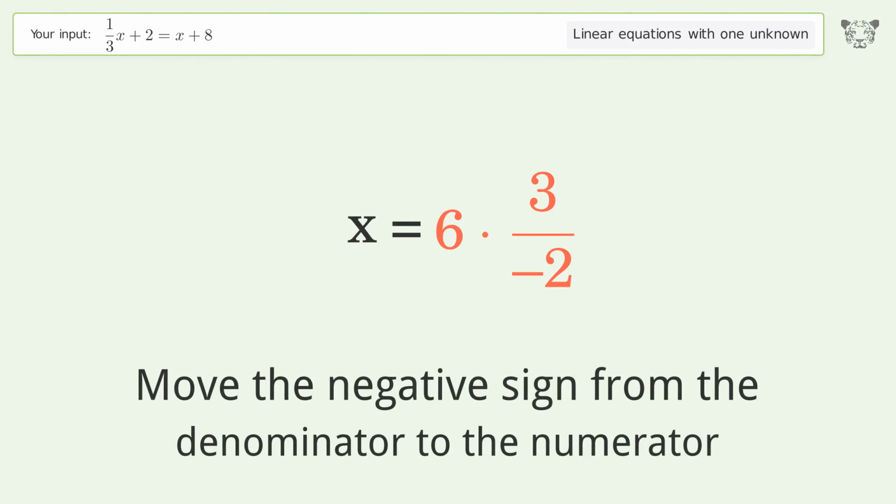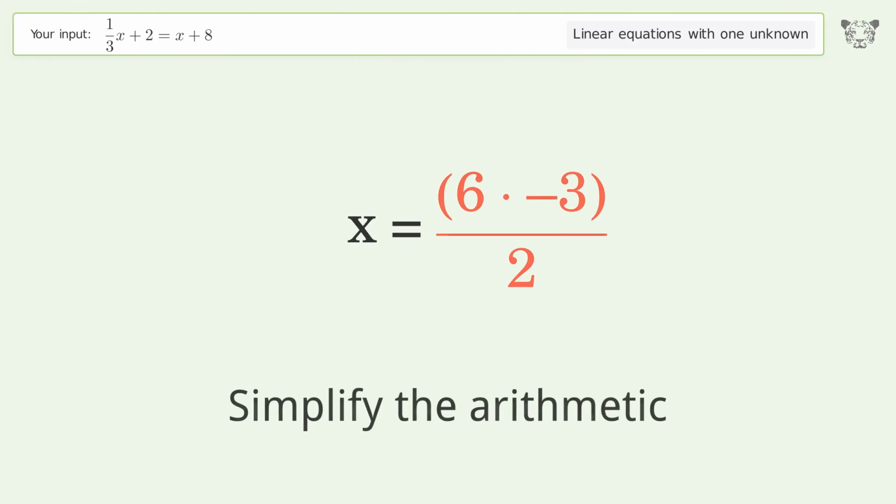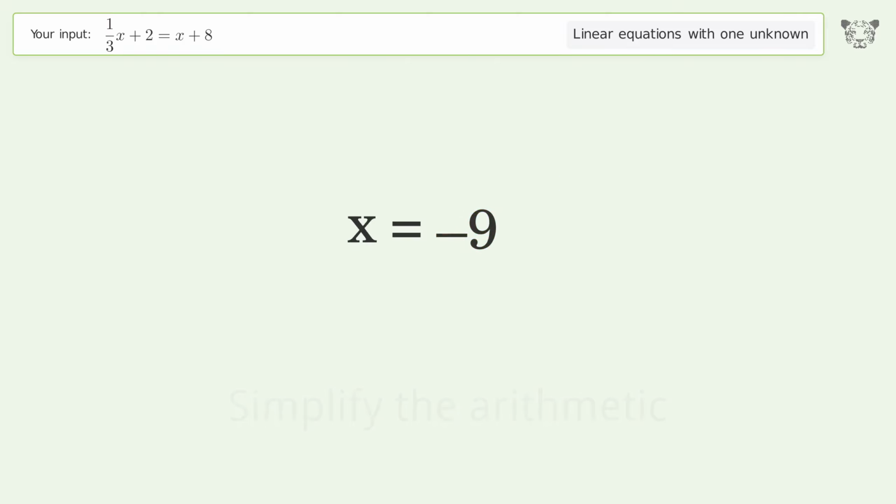Move the negative sign from the denominator to the numerator. Multiply the fractions. Simplify the arithmetic. And so the final result is x equals -9.